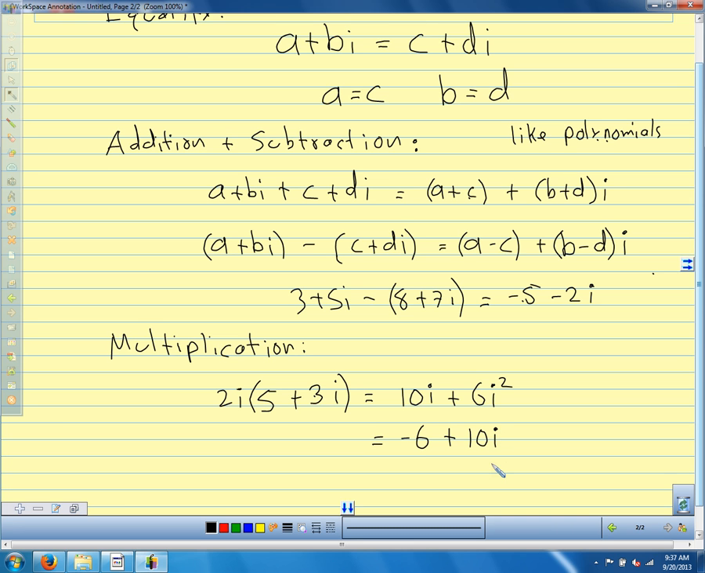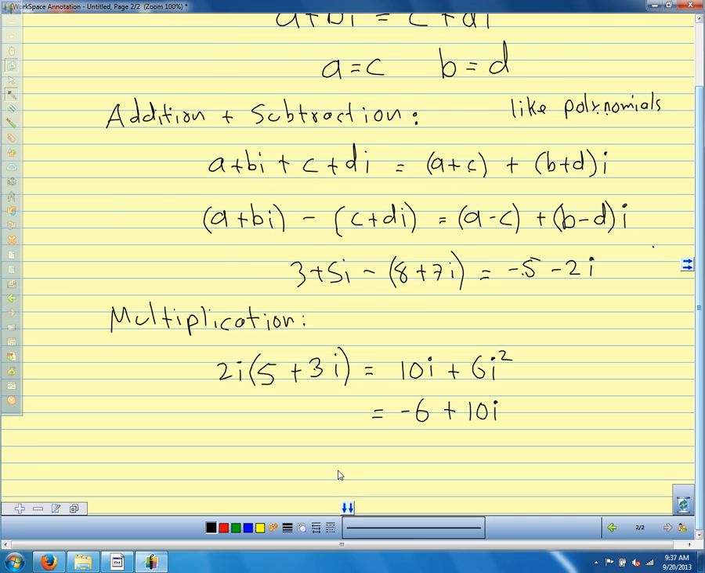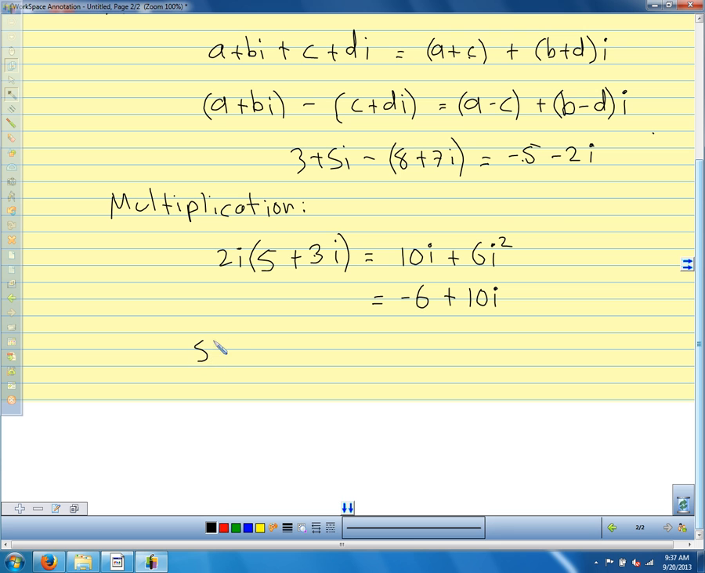So we can distribute. Turns out that the various things that we can do with real numbers, we can also do with imaginary numbers. Distributive property, commutative property, associative property, all of those things work as long as we remember when we're adding and subtracting, we add and subtract the real parts and the imaginary parts. So what if we had, rather than just multiplying by a single number, 5 + 3i, and we're multiplying that by 2 - 4i? What are we going to do here?